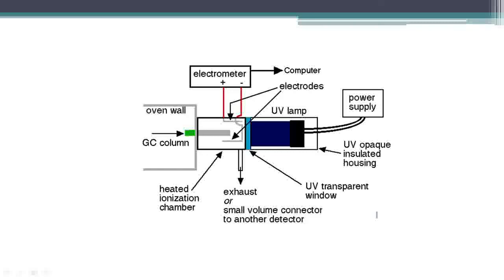Okay, UV lamp, this is a diagram: power supply, housing, because the whole thing has to be isolated, insulated, right? There's a UV lamp, GC column. The entry is from this side, and it connects to another detector. There is an ionization chamber in which the UV lamp will produce photons, the sample will absorb, and there's an electrometer that detects the change in current or whatever property, and there's a computer.